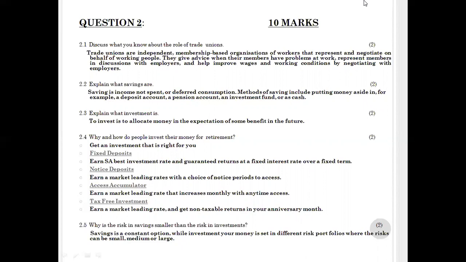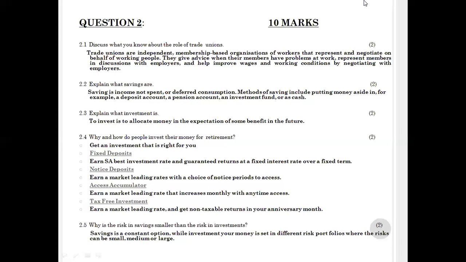2.2 is explain what savings are. Savings is an income not spent, or deferred consumption. Methods of saving include putting money aside in, for example, a deposit account, a pension account, an investment fund, or as cash. So explain what savings are, for 2 marks. If you have said that it is money that is set aside for the future, then you can give yourself 1 mark. If you have said that you don't touch that money, you can give the second mark.